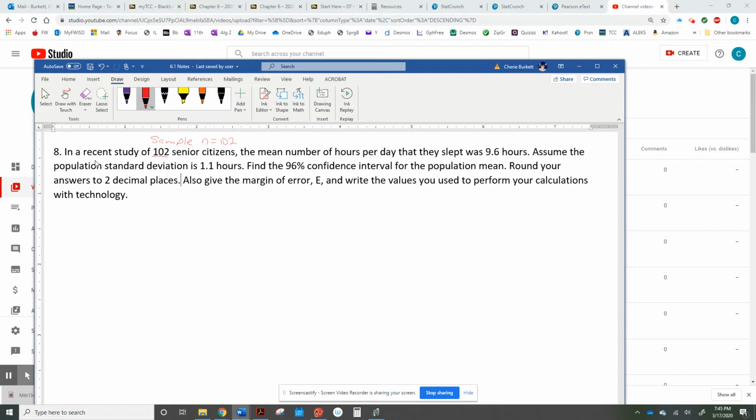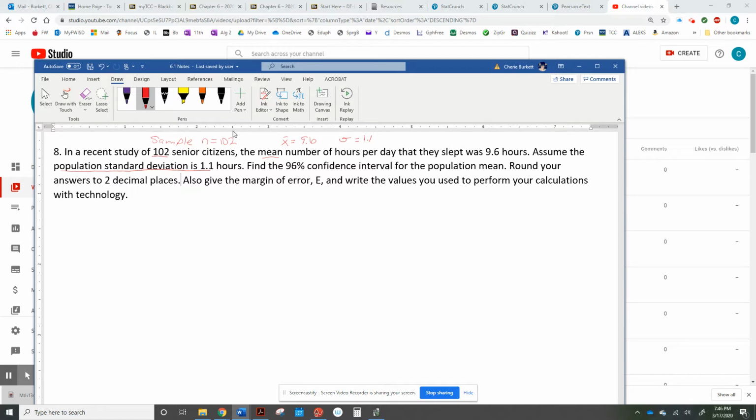The mean number of hours that they slept, now this is again, it's a sample. So the mean, this is X bar because it's a sample, is 9.6. Assume the population standard deviation, there's the keywords right there. That's sigma, the population standard deviation is 1.1. Now, the sample size is greater than 30, so we don't care whether or not the population is normal or not. We have a big enough sample size, so our sample is normal.